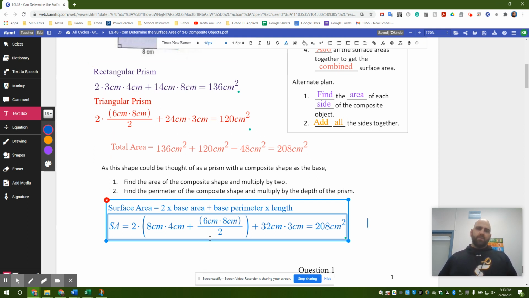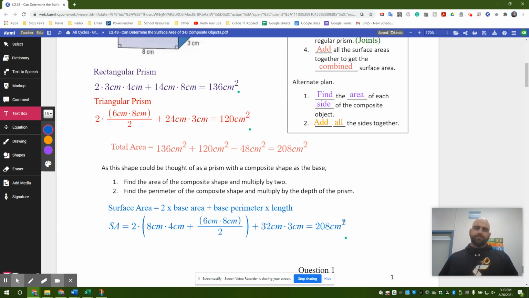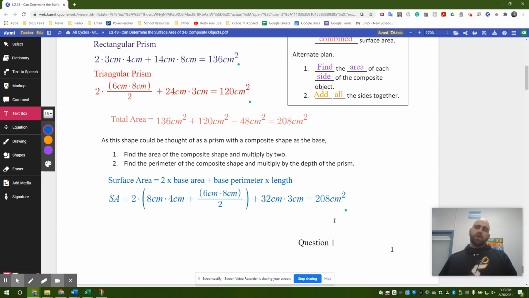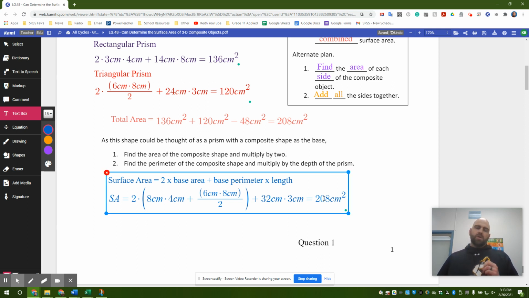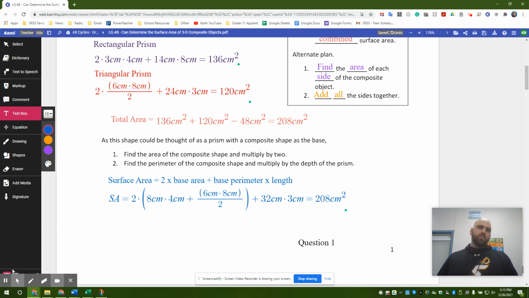So that is another way that we can do it if it is a prism. Now I'd like you to work on question 1. It comes in many parts, A, B, C, D, and E. Find the area of the composite shapes. Check your answers in the answer key once you have finished.